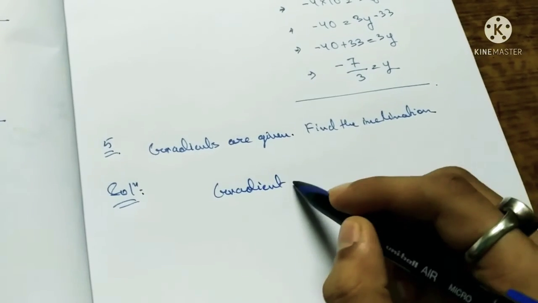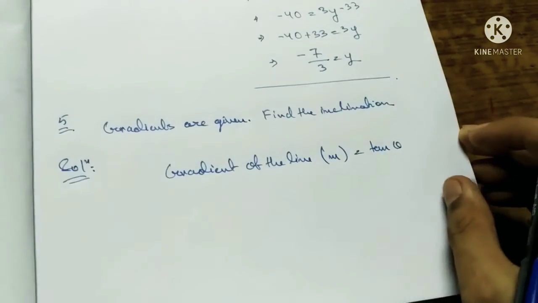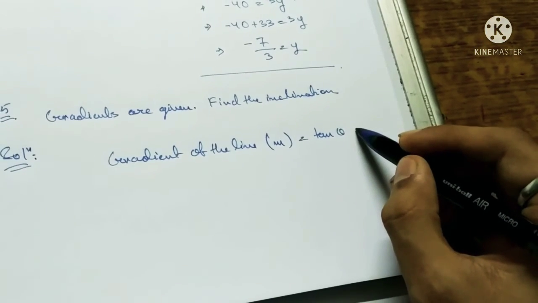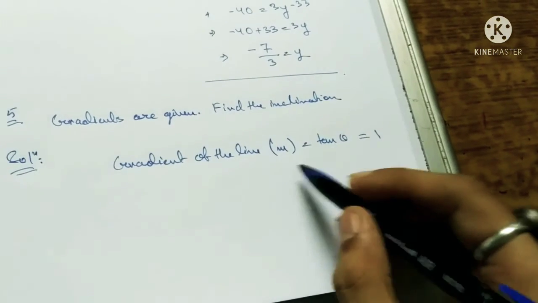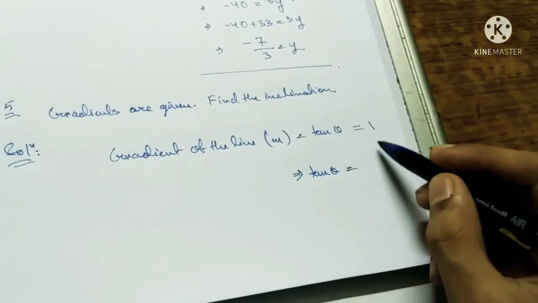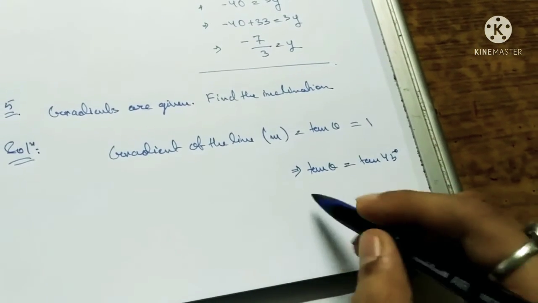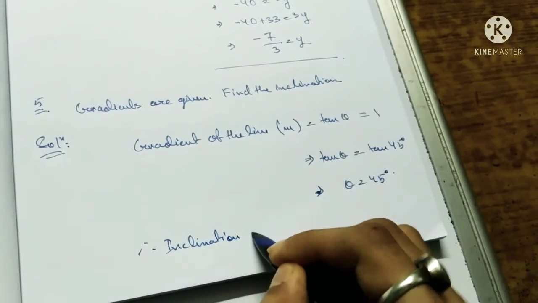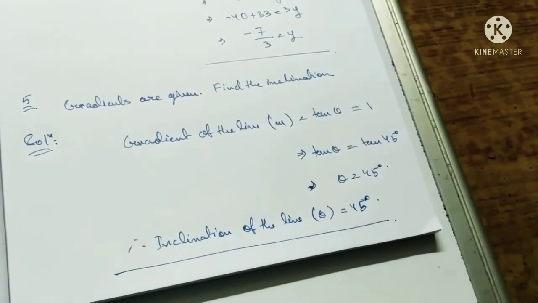Gradient of the line m is equal to tan theta. It is given as 1. Tan theta is equal to 1. So in here, tan theta is equal to 1. I can write it as tan 45 degree. Tan 45 degree is 1. So therefore 1 I can write as tan 45 degree. So theta will be equal to 45 degree. So therefore the inclination of the line, theta, is equal to 45 degree.